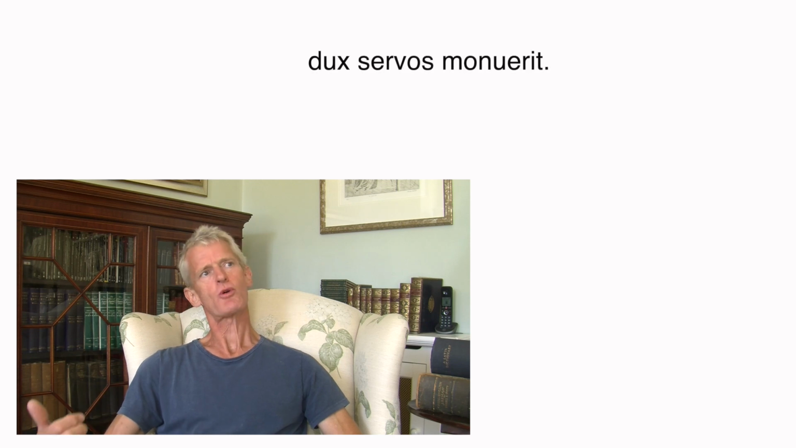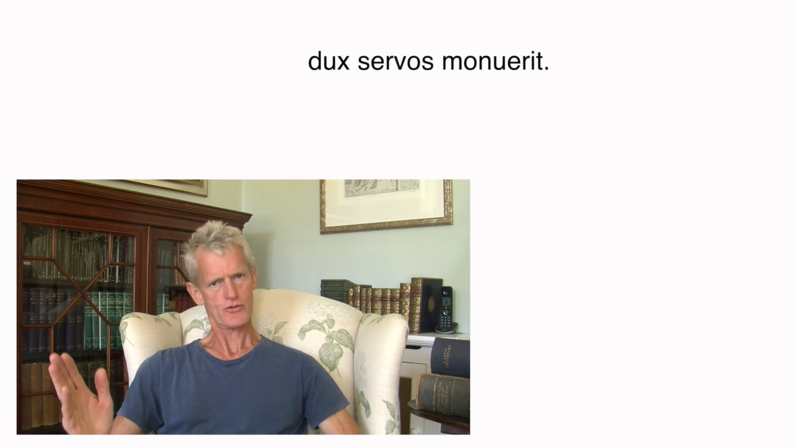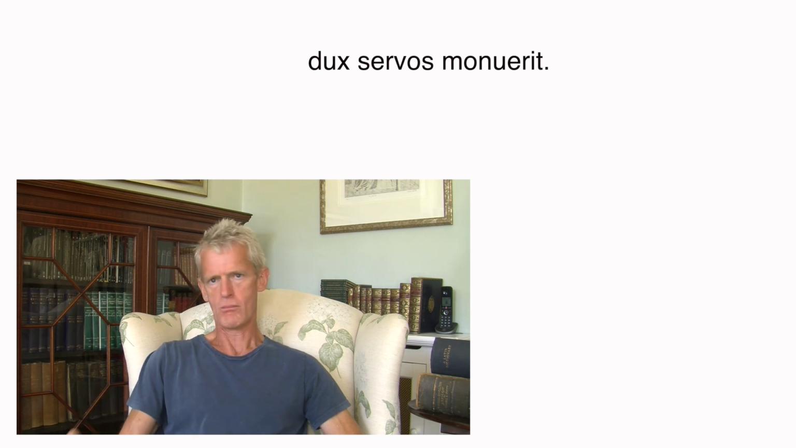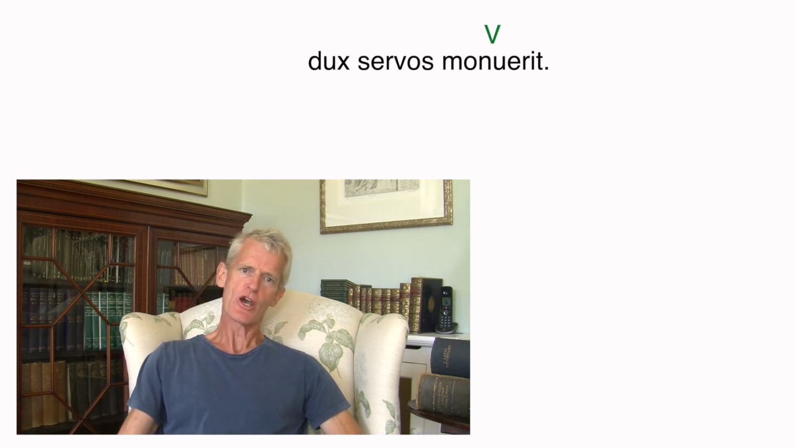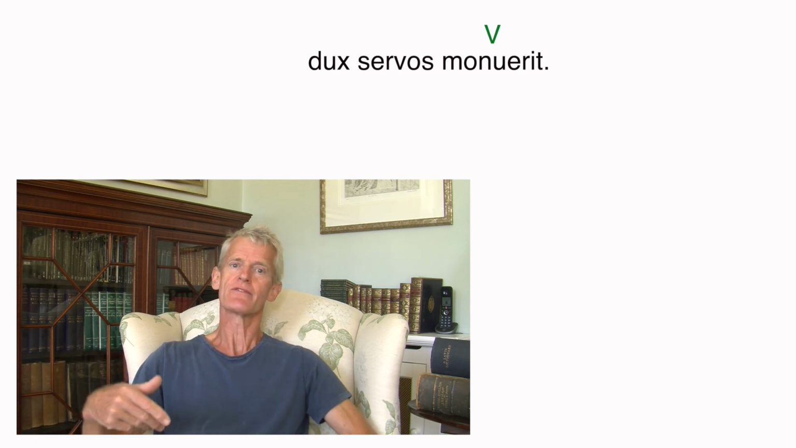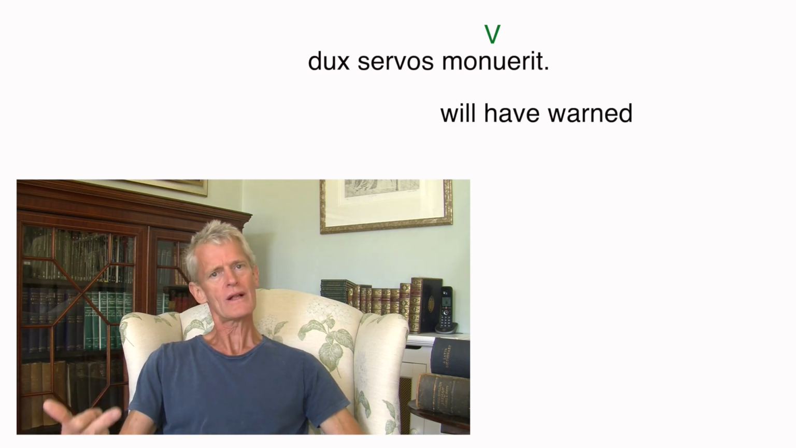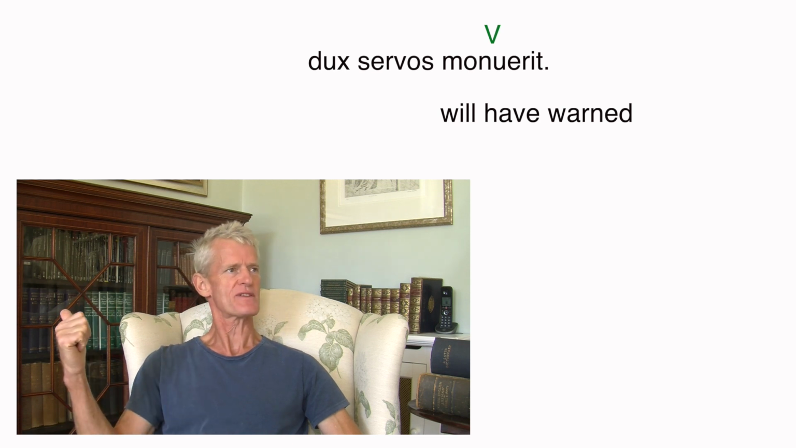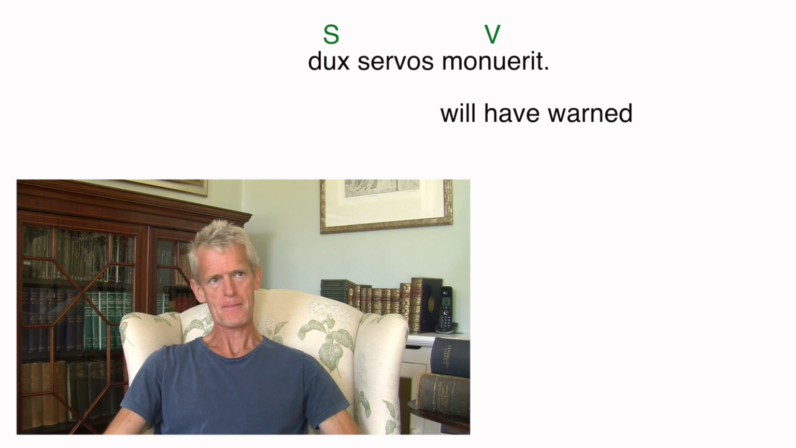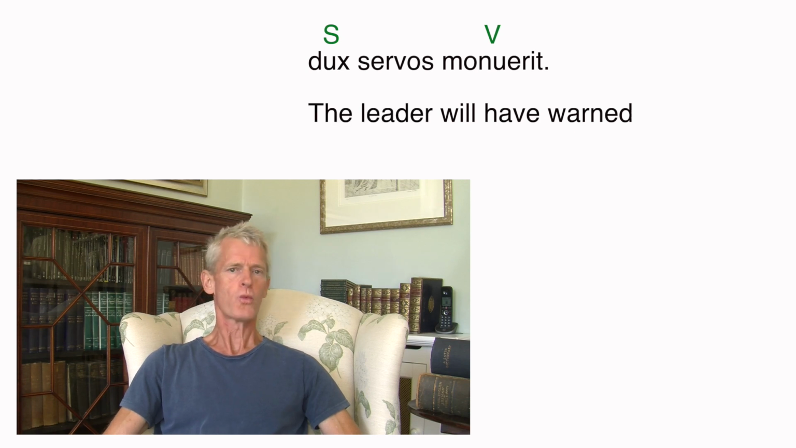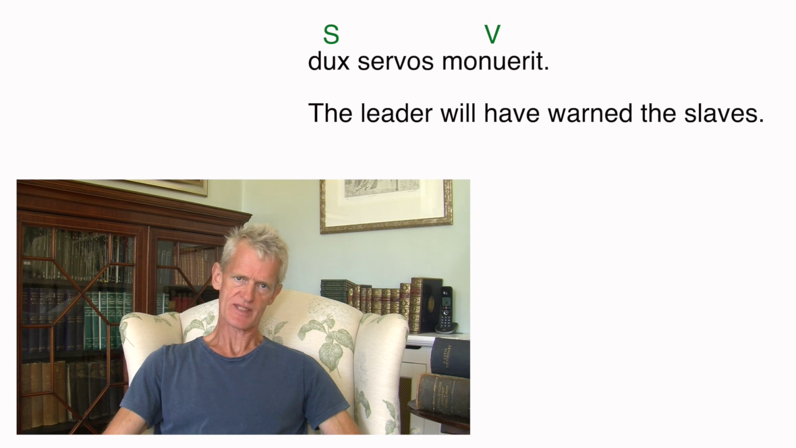Okay? Another one. Dux servos monuerit. Normal rules, go to the verb first. Monuerit. Well, that's from moneo, and it's future perfect. You can see that perfect stem, monu, and then erit on the end. So, monuerit, he, she, or it will have warned. He, she, it, or a noun in the nominative singular, if there is one. We go to the front of the sentence, and there we have dux. So, the leader will have warned the slaves.